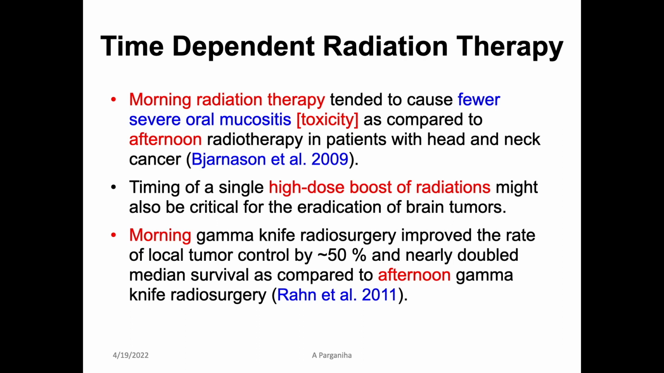Similarly, morning gamma knife radiosurgery improved the rate of local tumor control by 50% and nearly doubled median survival as compared to afternoon gamma knife radiosurgery. This is another time-dependent effectiveness of radiosurgery that clearly indicates that morning radiation is better than afternoon radiation, which increases the median survival about 2 times.